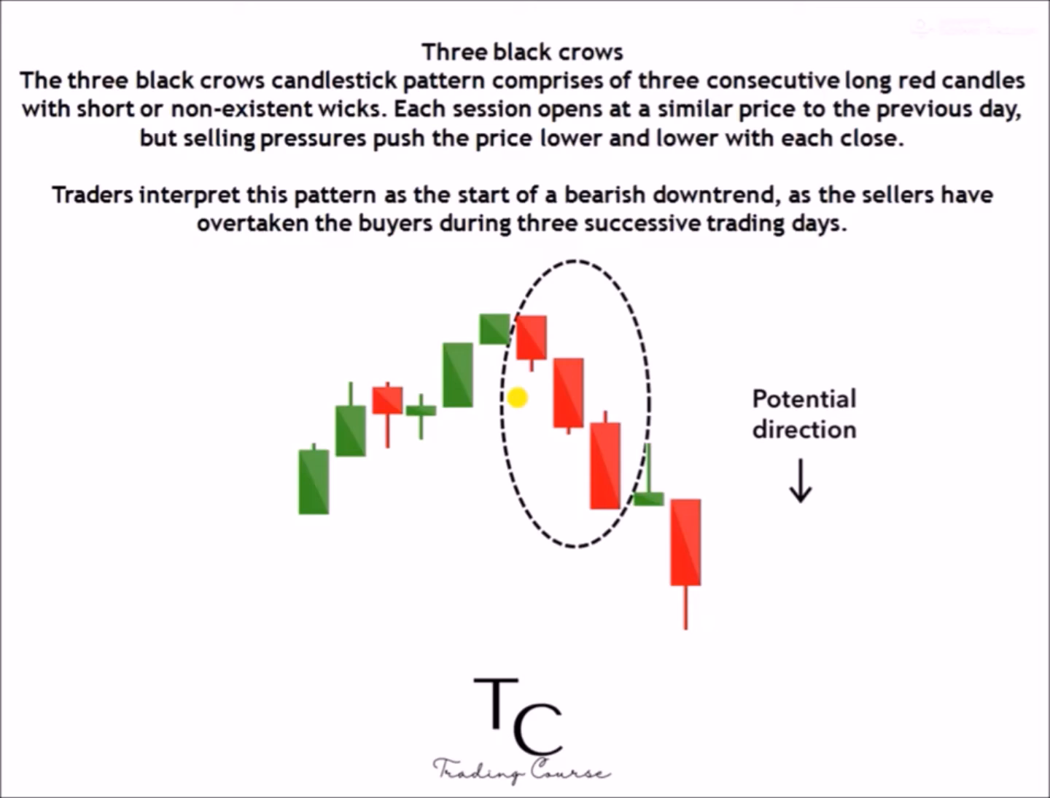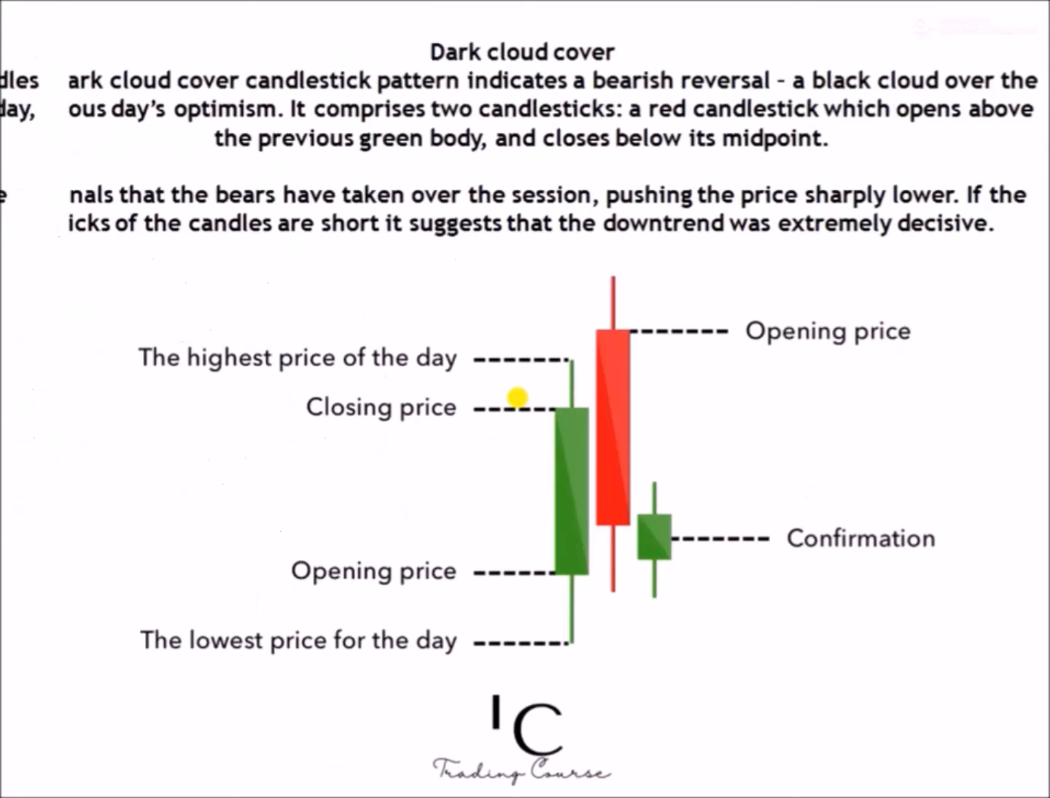Three black crows. The three black crows candlestick pattern comprises three consecutive long red candles with short or non-existent wicks. Each session opens at a similar price to the previous day, but selling pressures push the price lower and lower with each close. Traders interpret this pattern as the start of a bearish downtrend, as the sellers have overtaken the buyers during three successive trading days.